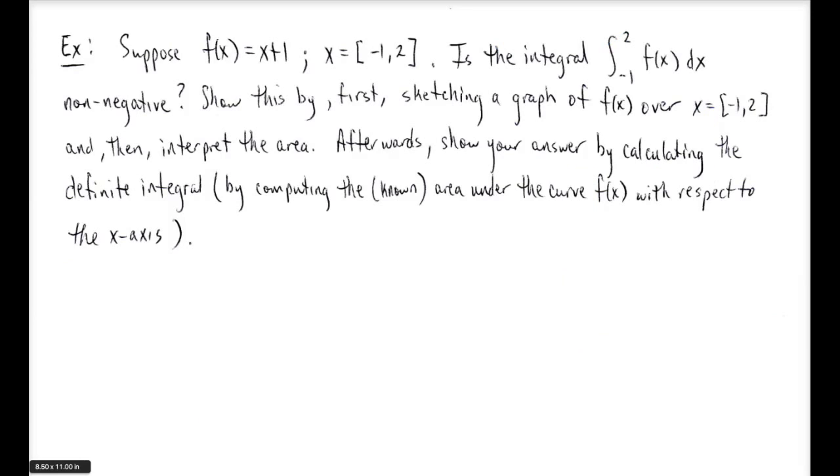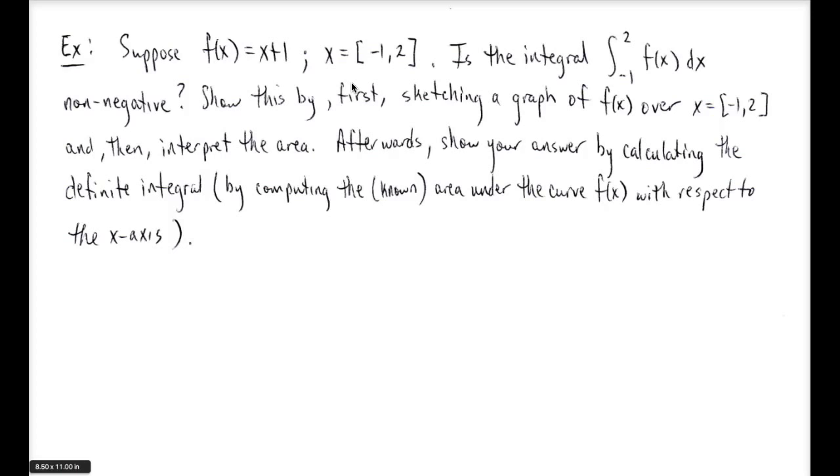All right, so now suppose that we have some function x plus 1. Of course, it's a line. And we want to look at that function from when x is -1 to 2. We want to determine, is the integral of the function f of x from x equals 1 to 2 non-negative or not? Or put another way, is the net area under the curve strictly above the x-axis? Or is it going to be positive? Let's put it that way.